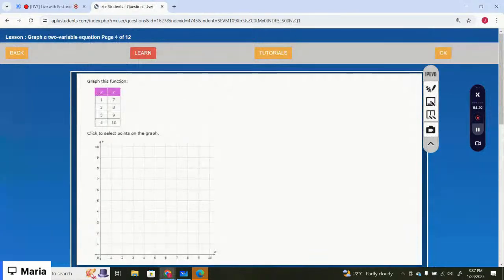Graph the function: x equals 1, y equals 7, x equals 2, y equals 8, x is 3, y is 9, x is 4, y is 10. You just have to plot these values on the graph. So let's see which is the correct option. 1, 7, 2, 8, 3, 9, 4, 10.